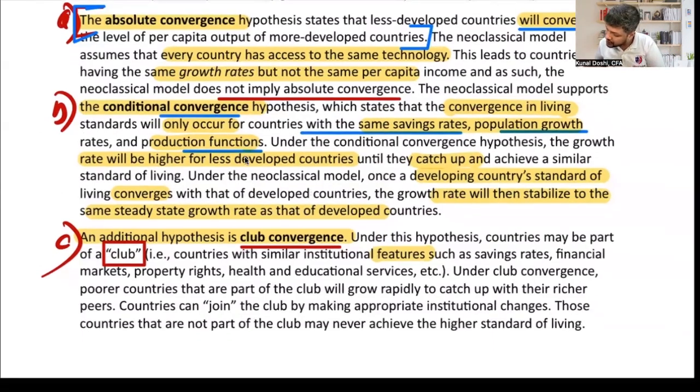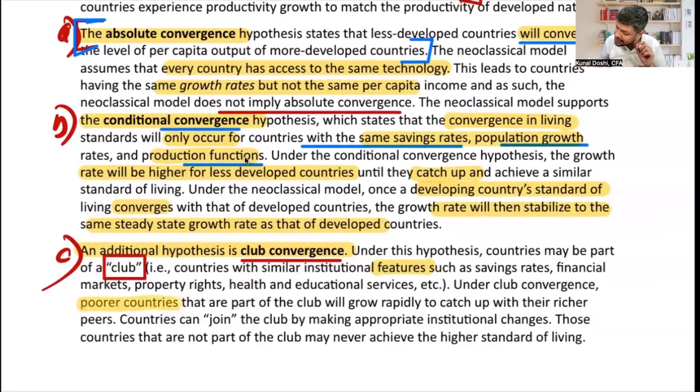Under club convergence, poorer countries that are part of the club will grow rapidly to catch up with their richer peers. So if you are part of the club, great, you will catch up with the rich countries. Countries can join the club by making appropriate institutional changes. So yes, one of the conditions is that your country should be democratic. Like Turkey is struggling to become part of the European Union, but the European Union says that we have certain criteria. Those countries that are not part of the club may never achieve a higher standard of living.